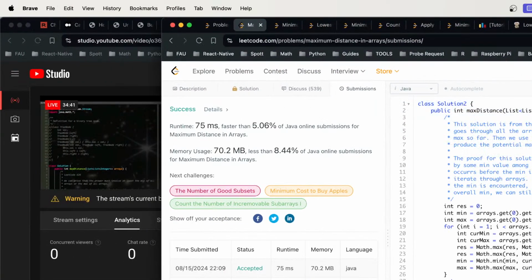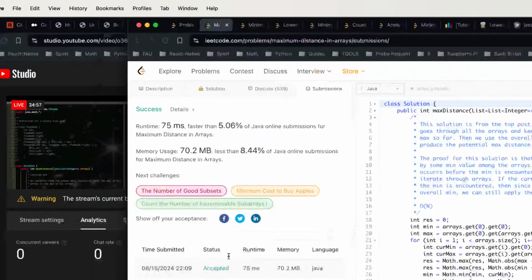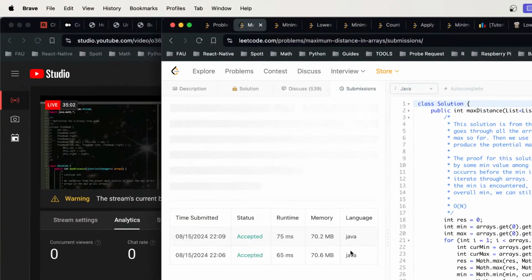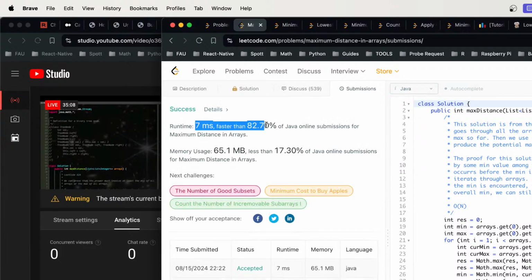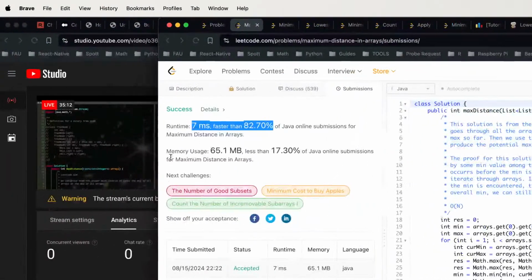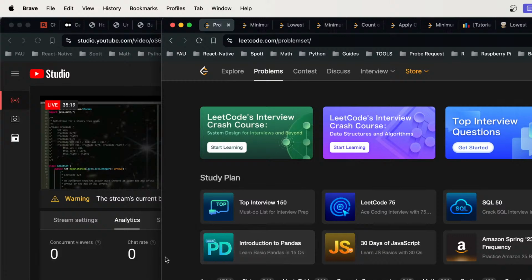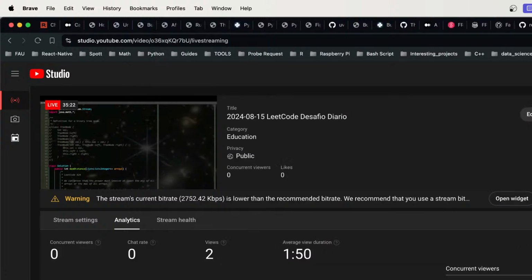Oh, much faster because it is O(n). 7 milliseconds. Okay, that will be it. All right, so tomorrow I have to try tmux.